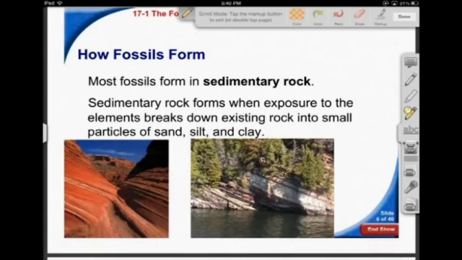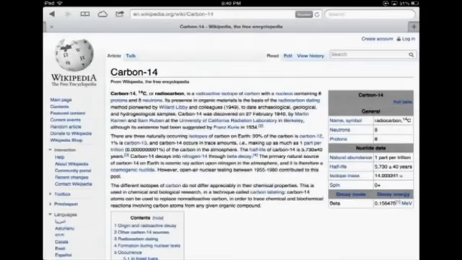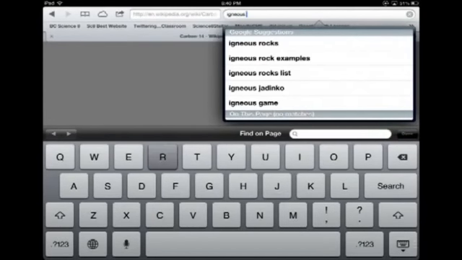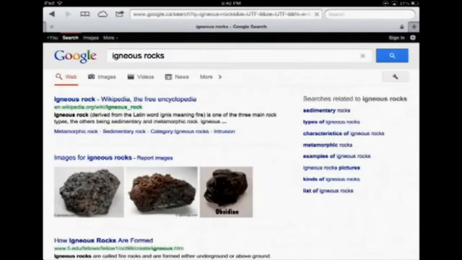It's important to talk about how fossils form. So I'm going to pop out to the web. You need to know about the three rock types, because fossils form in sedimentary rock. Okay, so I'm sort of thinking, well, what are the other two? Well, one of the forms is igneous rock. Now, igneous means born of fire.